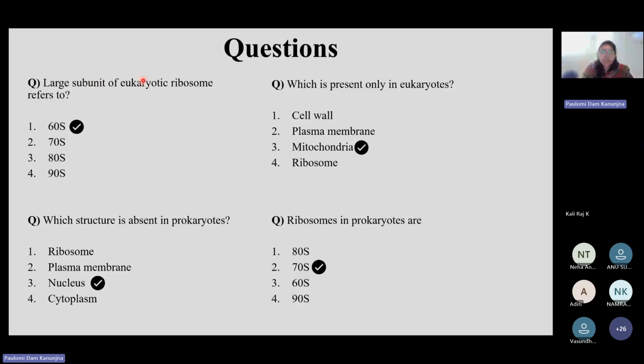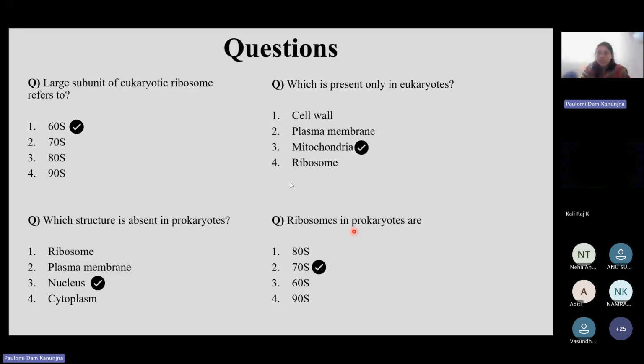This one says large subunit of eukaryotic ribosome: 60S. Which structure is absent in prokaryotes: nucleus. Which structure is present only in eukaryotes: mitochondria. And ribosomes in prokaryotes are 70S. Now I have seen a lot of ATS in the answers, and that's why when I told you the question, I also told you to look into the units, or look into this question specifically. This one says ribosomes in prokaryotes, this one says large subunit of ribosome. So this one is about the large subunit only, and this one is the total ribosome. So be very mindful when you're answering.